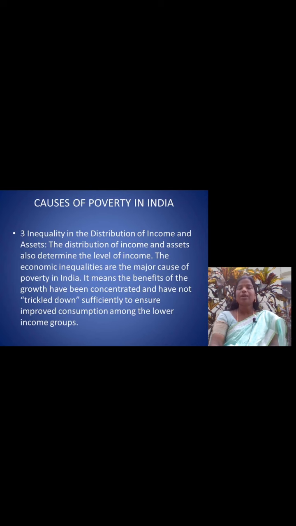Next cause is inequality in the distribution of income and assets. The distribution of income and assets also determines the level of income. The economic inequalities are a major cause of poverty in India. There is a very big gap between haves and have-nots. The rich are getting richer and poor people are becoming poorer. It means the benefits of growth have been concentrated and have not trickled down sufficiently to ensure improved consumption among the lower income groups.